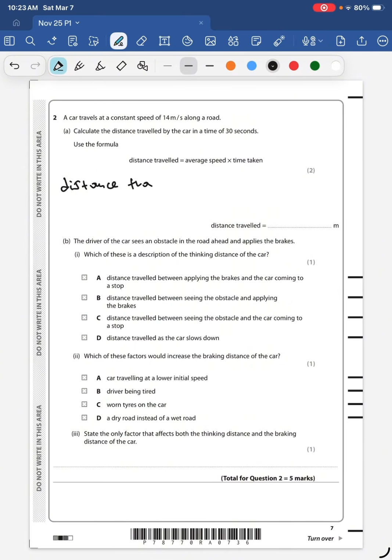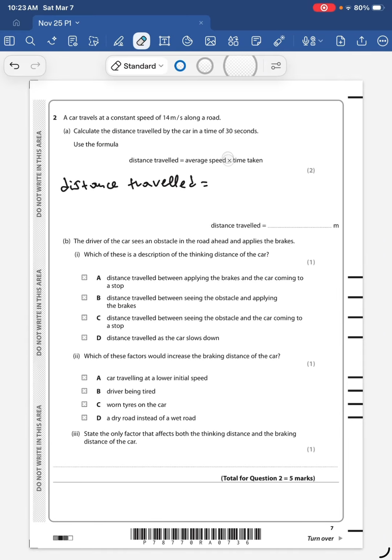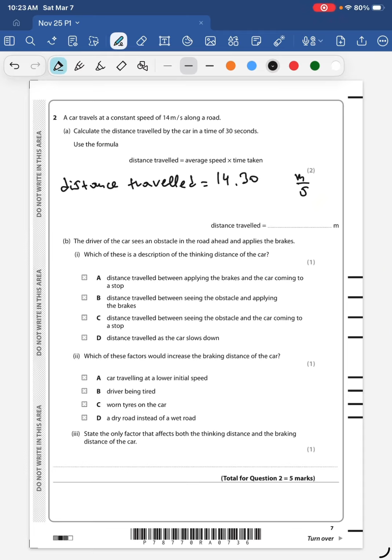Distance traveled is, again, you see they use a cross at the A level. When you become year 12, for those of you who will continue to take physics, please do. Physics is fun. You use a dot to represent multiplication, or nothing at all. Anyway, it travels with 14, and the units are meters per second, and then 30 seconds, and I put my units down here. Seconds is on the numerator. Seconds cancel. So 420 meters.